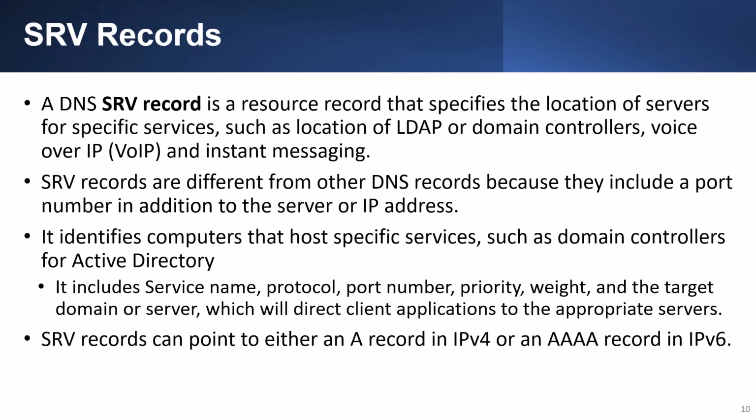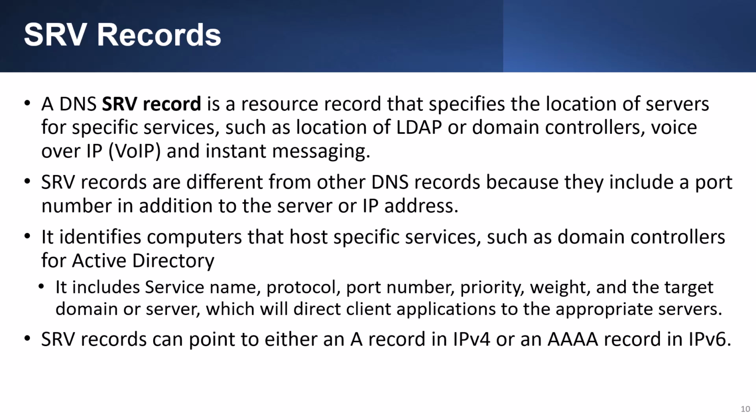A DNS SRV record, or service record, is a resource record that specifies the location of servers for specific services, such as the location of LDAP or domain controllers, voice over IP or VoIP, and instant messaging. SRV records are different from other DNS records because they include a port number in addition to the server or IP address. It identifies computers that host specific services, such as domain controllers for Active Directory.